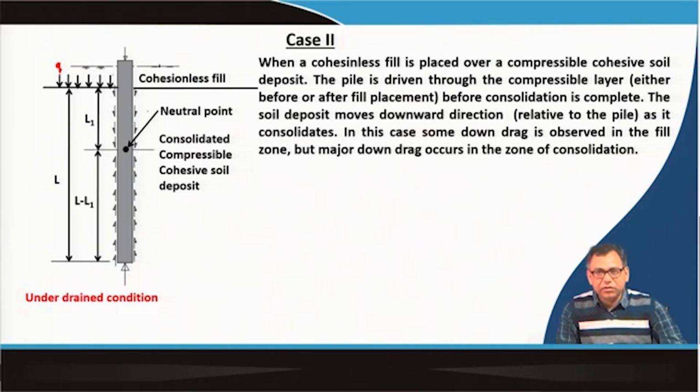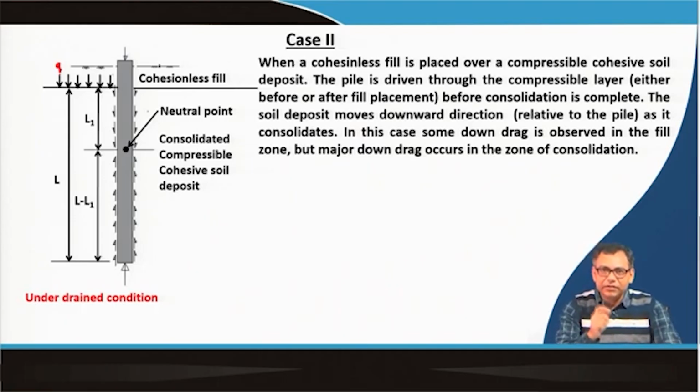That is why, to counterbalance the negative skin friction, there should be a sufficient length of the pile, so that the top portion will have negative skin friction and the bottom portion will have positive skin friction. That way we can counterbalance this negative skin friction.